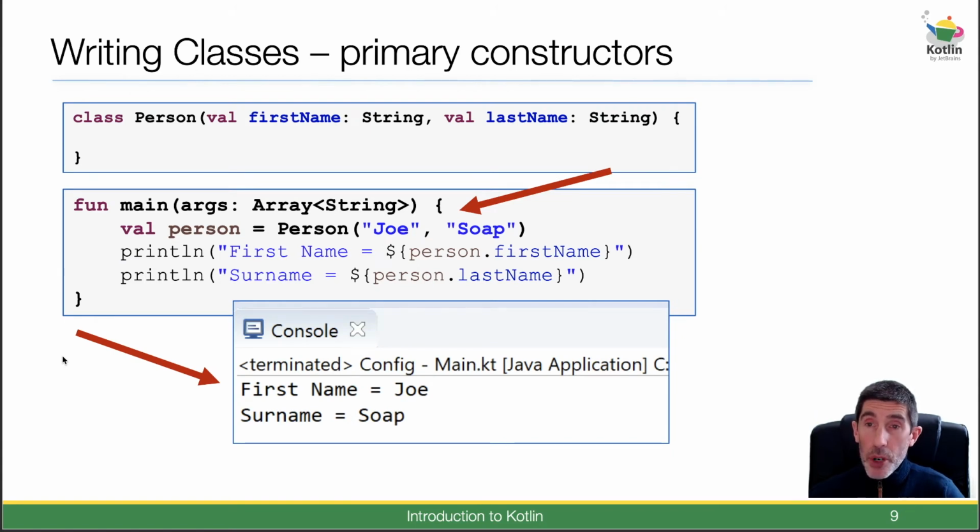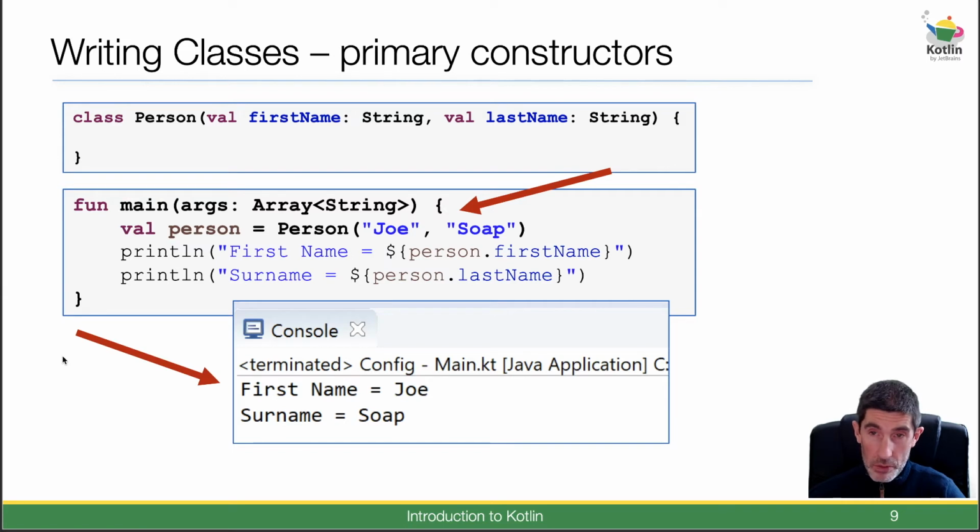An example of using our primary constructor: here inside our function main, we say val person is assigned Person, and inside the brackets of the constructor we pass in our two values for the properties, Joe and Soap. Notice there's no new keyword. This is a big change from the Java world. We can go straight to the class name and then a call to the constructor, similar to what you would have done in Java.